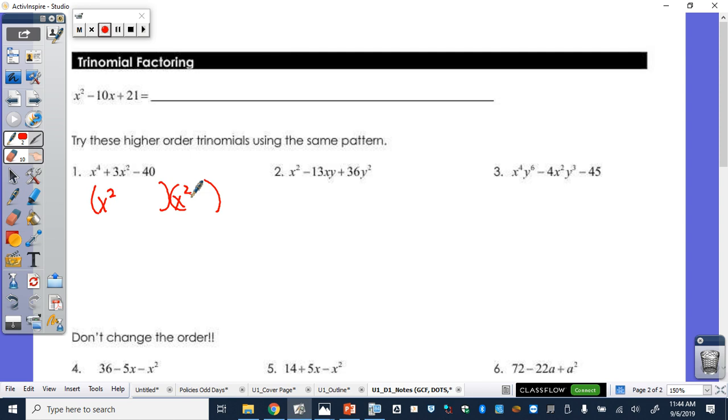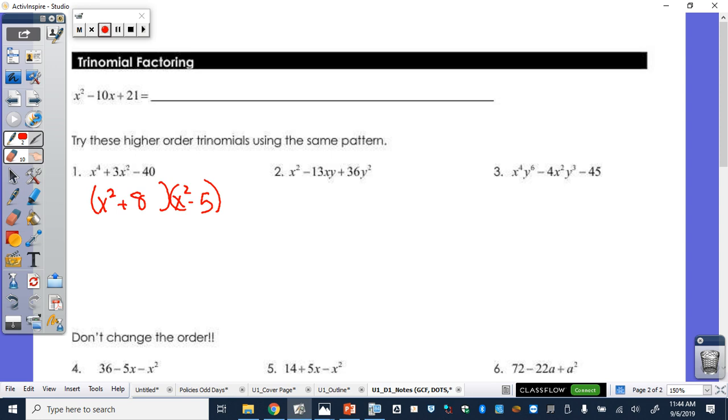And then all the rest of it is the same as our other trinomial. So you're looking for what multiplies to give us negative 40, but would add to give you a 3. So what would multiply to give us negative 40, add for 3? 8 and 5. Which one's my positive? Yeah, positive 8. And then minus 5.